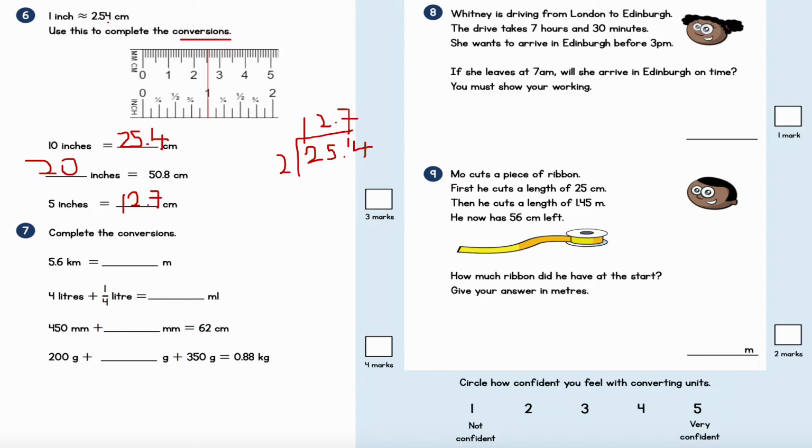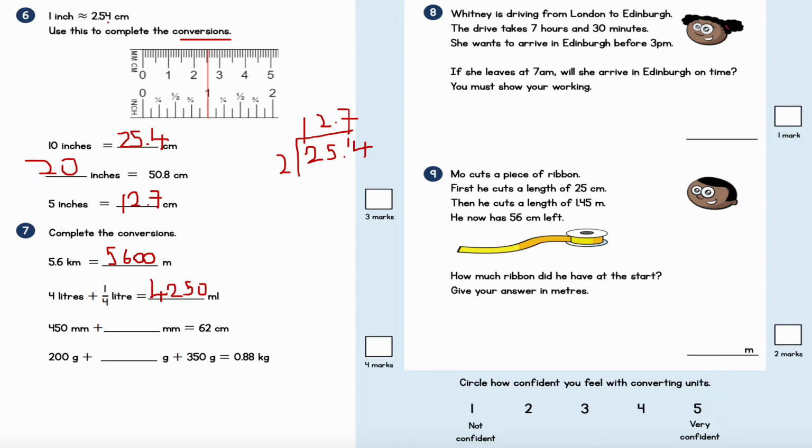Complete the conversions. 5.6 kilometers is 5,600 meters, because there are 1,000 meters in 1 kilometer. Next one, 4 litres is 4,000 millilitres plus a quarter of a litre, which is 250, 4,250 millilitres.